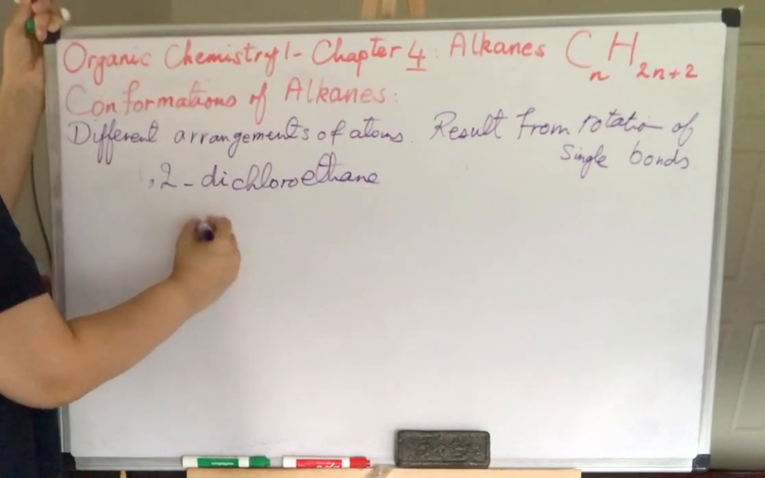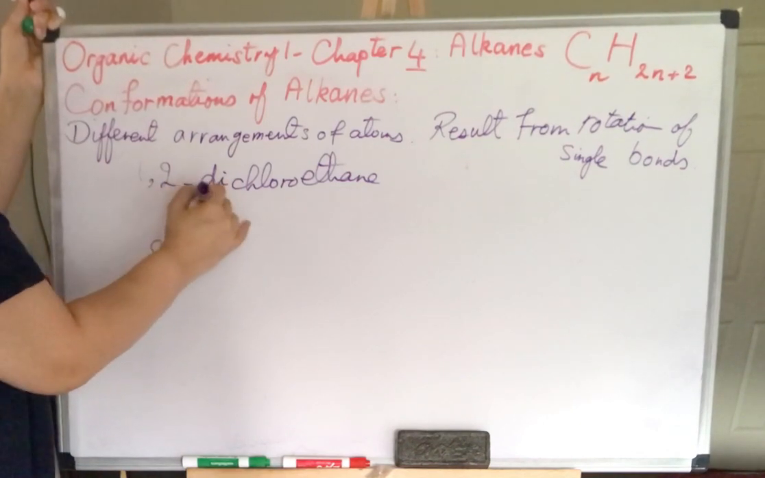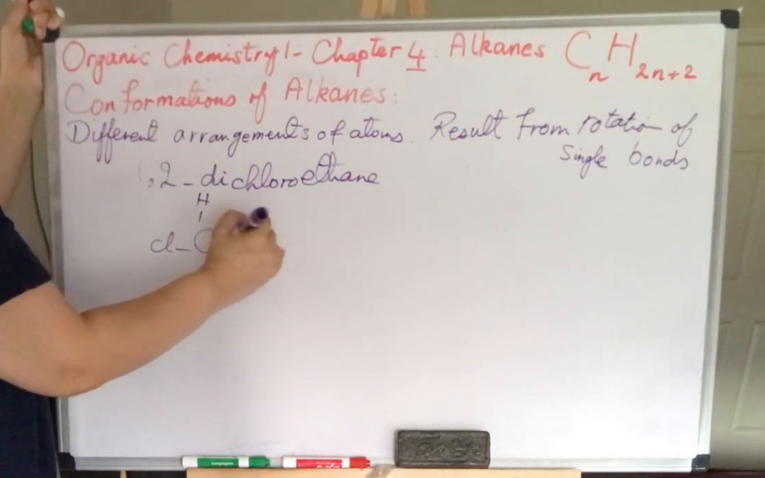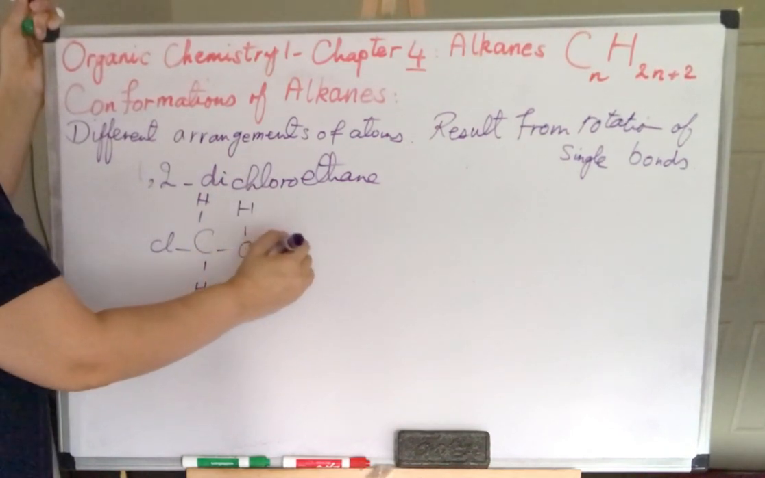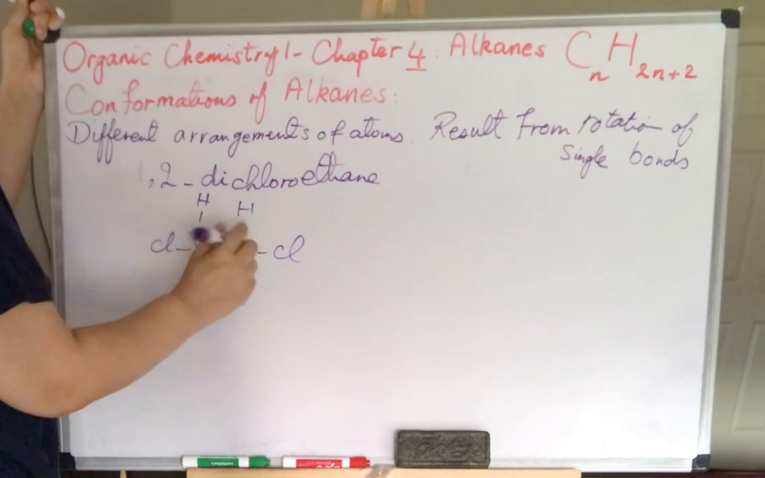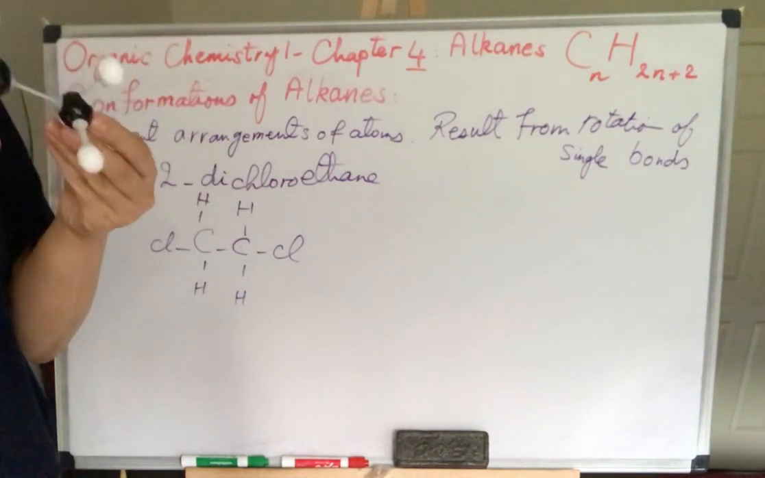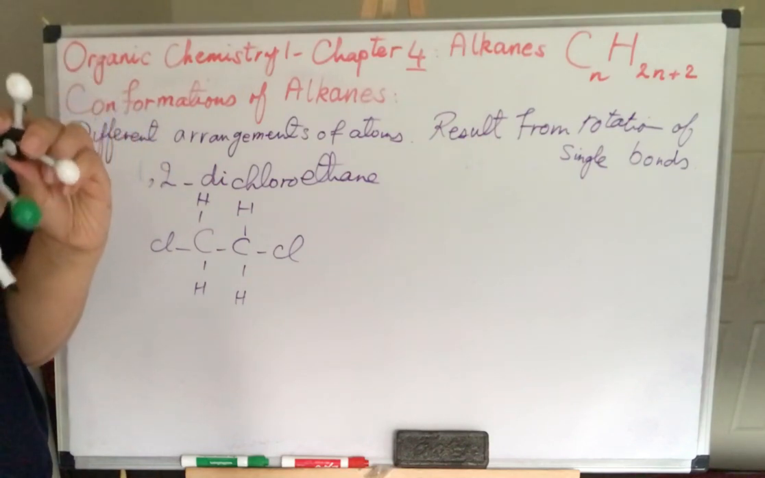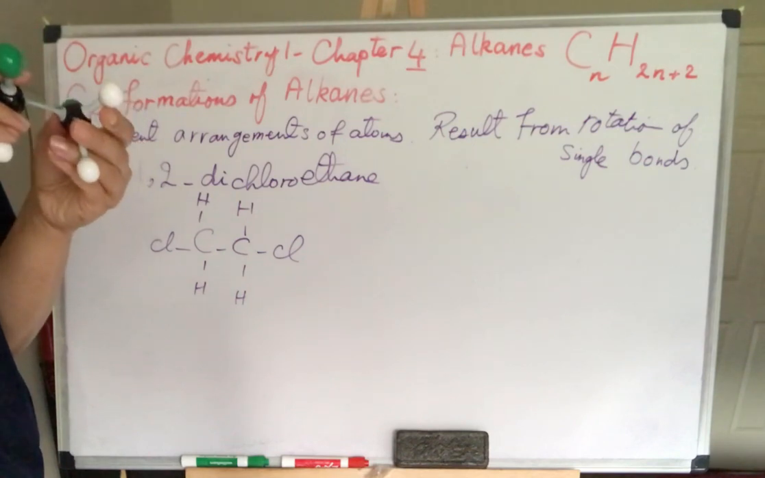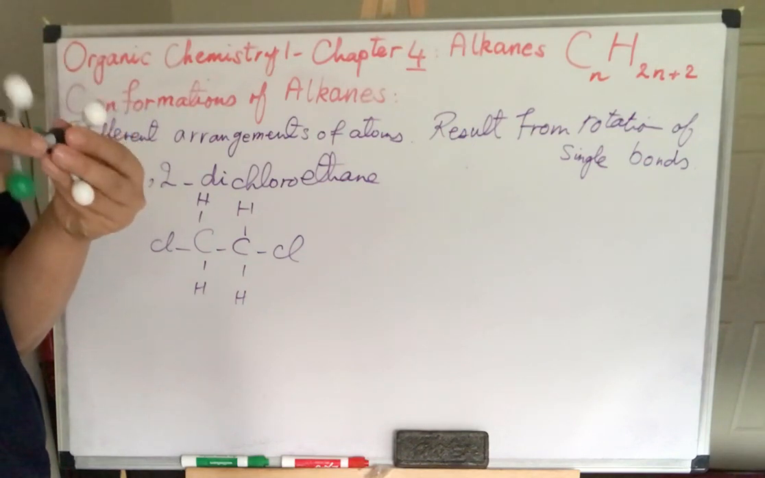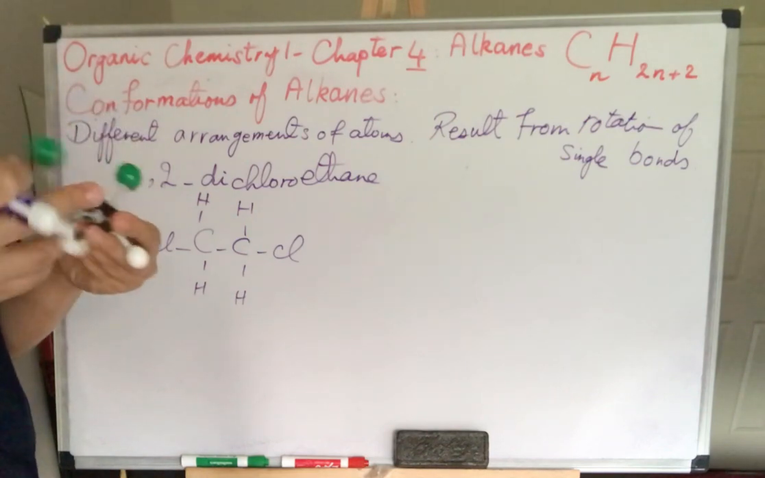Okay, if we draw it, it's going to be CH2Cl, CH2Cl. All right. So in my molecular model, I'm showing the chlorine atoms with green color. Let's take care of the eclipsed conformation first.